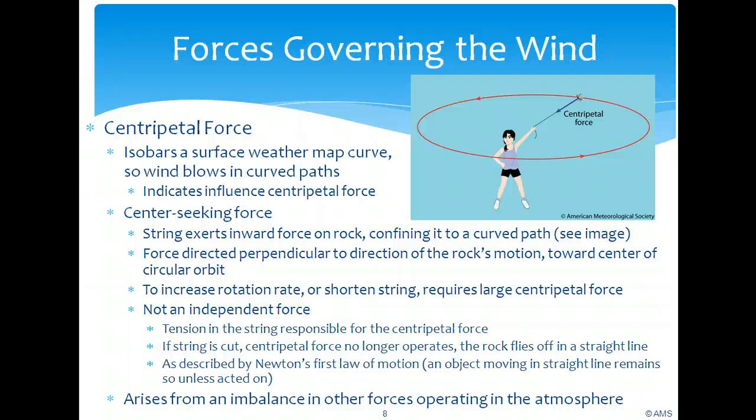If we were to cut the string, the centripetal force no longer operates and no longer confines the rock to a curved path. The rock would obviously fly off in a straight line, described by Newton's first law. That is, an object in straight line, unaccelerated motion remains that way unless acted on by an unbalanced force. A centripetal force then operates whenever air parcels follow a curved path. As we will see later, centripetal forces arise from imbalances in other forces operating in the atmosphere. It is not a direct force itself.